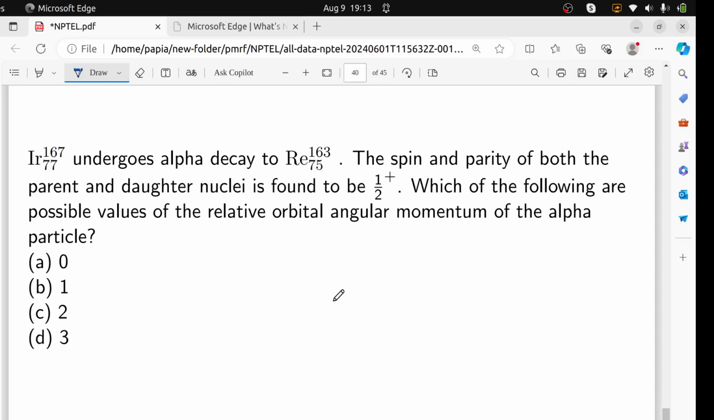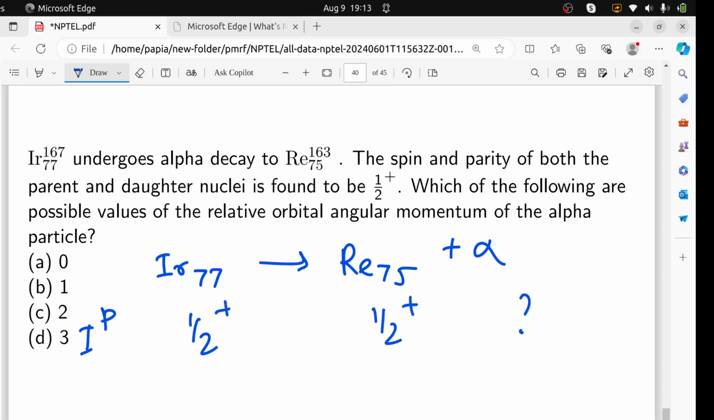In the next question, you can see that a similar question is there. Ir 77-167 undergoes alpha decay to Re 75-163. The spin and parity of both the parent and daughter nuclei are found to be half plus. Which of the following are possible values of the relative orbital angular momentum of the alpha particle? So a similar thing is there. Ir 77 is going to Re 75 plus alpha. I P value is half plus.